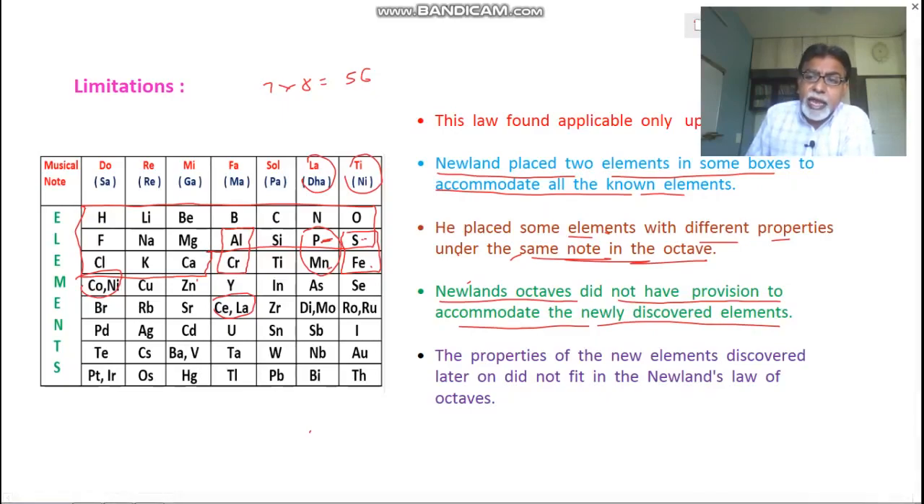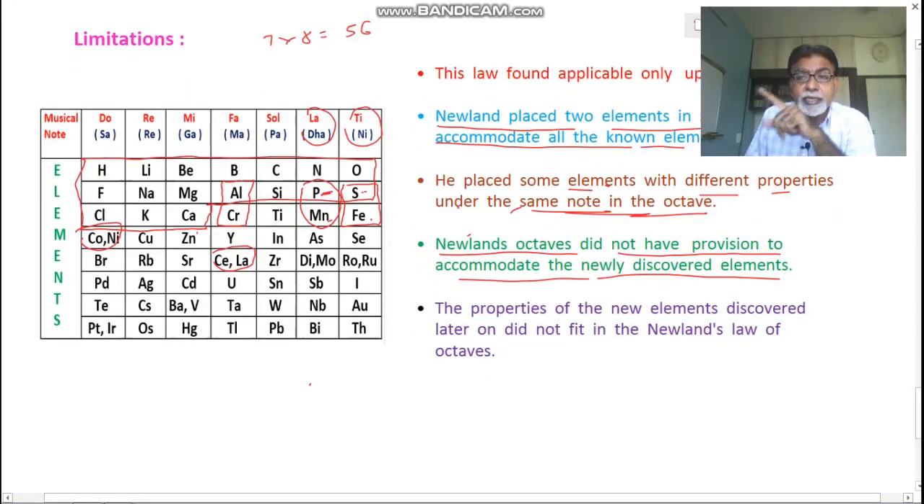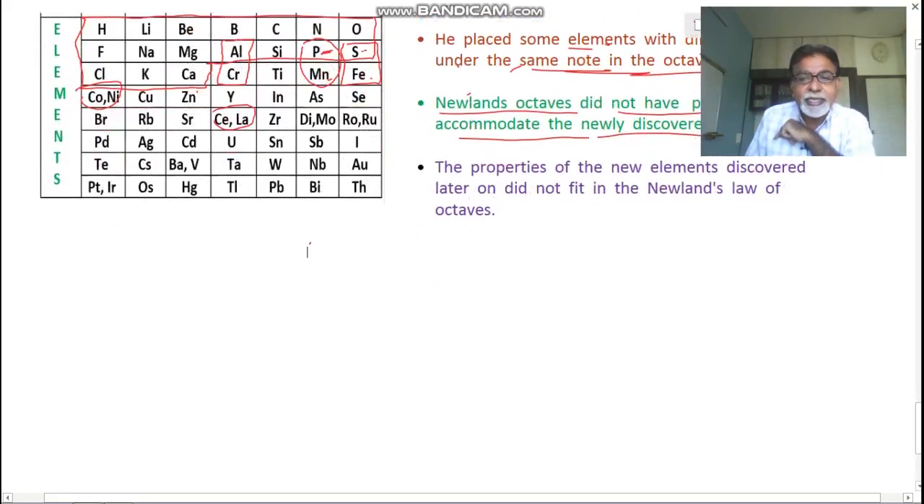classification in that way was limited, and then again elements needed to be classified in a rather different way, and that work was done by a Russian scientist, Dmitri Ivanovich Mendeleev, that we will discuss in the next lecture.